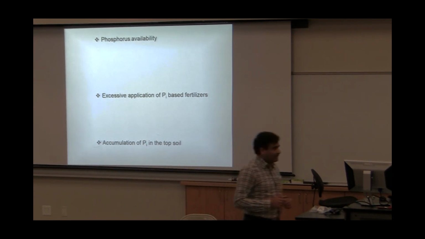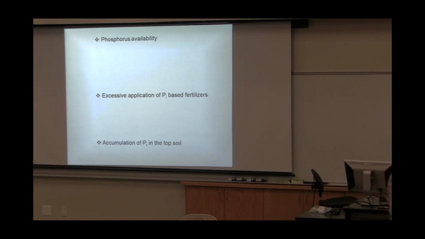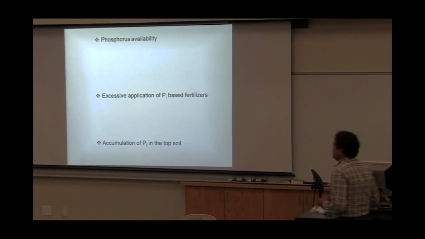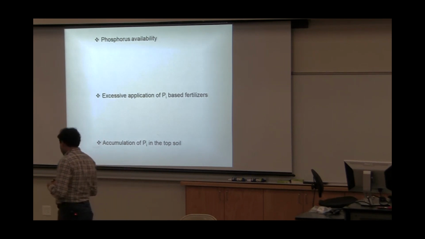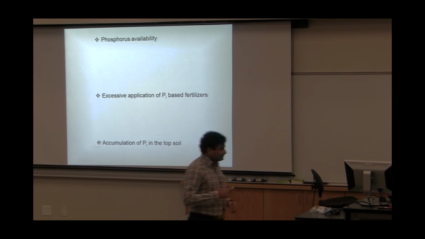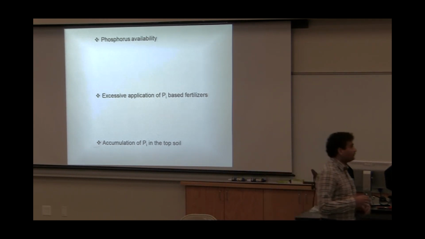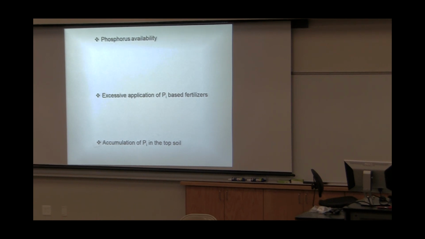In the industrialized and developed world, we tend to have more phosphorus. We extensively use phosphorus-based fertilizer and animal manures in the field, and that often creates the problem of phosphorus accumulating in the topsoil, which leaches into water bodies like rivers and lakes and causes eutrophication and algal blooms.